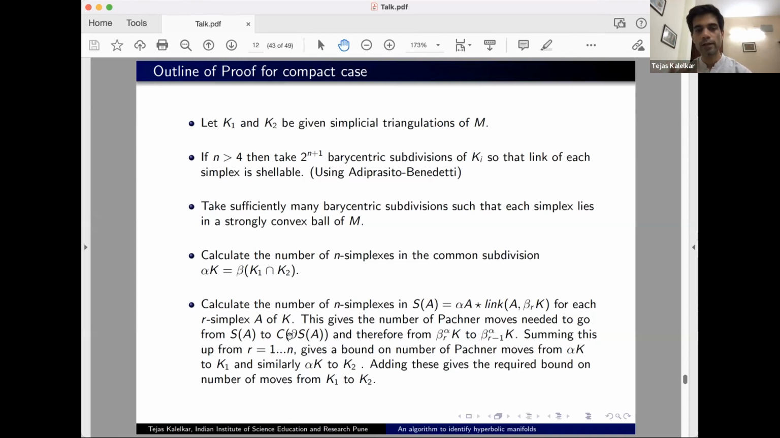I do this for all the r-simplices, and then I vary my r from 1 to n. And so I start out with alpha K, the subdivision, and I end up with a barycentric subdivision of K, which is beta K. So basically at every step, I just look at a star of the r-simplex, and by a controlled number of Pachner moves, I go to a cone over its boundary. And I do this for all r-simplices. I vary r from 1 to n. And this allows me to go from the original subdivision to a barycentric subdivision of K itself. And barycentric subdivisions are very well controlled. So I can go from the barycentric subdivision to the original triangulation as well.